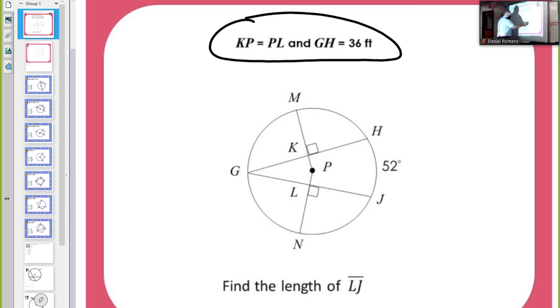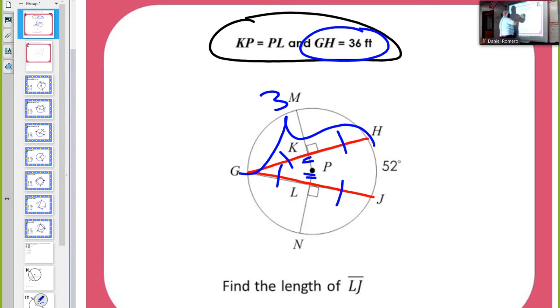Let me erase some of this here. Here's a chord, there's a chord. Since this distance from the center to each chord is the same, that means that the chords themselves are the same. So not only is LJ the same as GL, it's also the same as GK, it's also the same as KH. And since they tell us that GH from G all the way over to H is 36, and that 90 degrees is bisecting it, how much are each of those little pieces? If that entire distance from G to H is 36, how much are each of these little pieces?